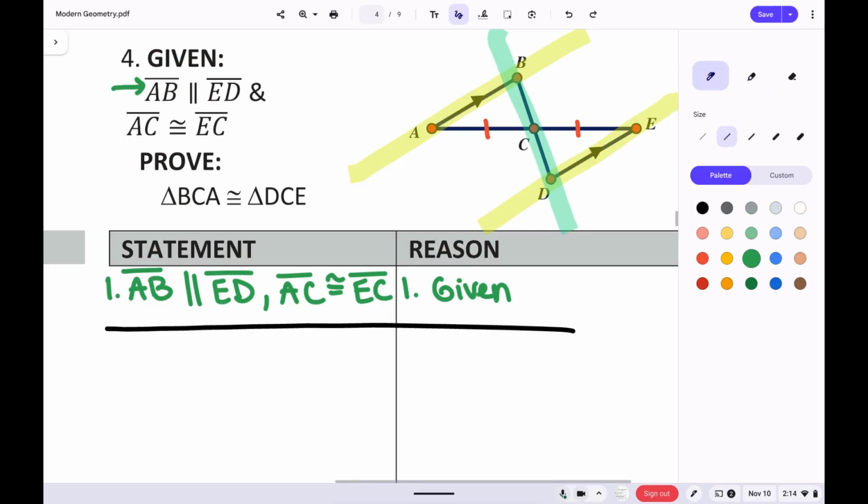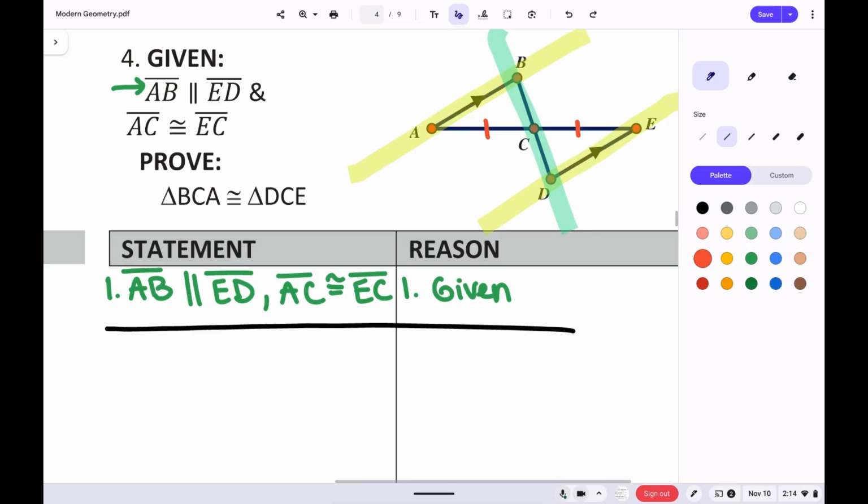But if we look at this picture now, you need to be able to identify the parallel lines and the transversal, and then be able to figure out where the alternate interior angles are. So remember, alternate interior angles should be on opposite sides of the transversal. So in this case, opposite sides of that green line, and they should be in between the parallel lines. So those are my yellow lines that I have highlighted.